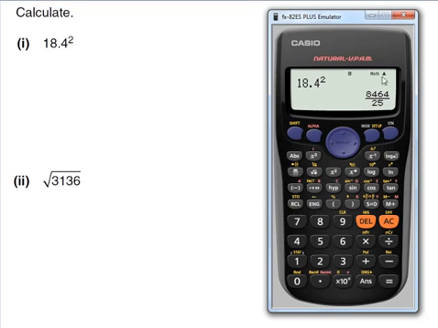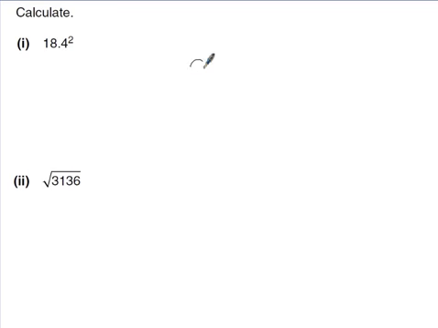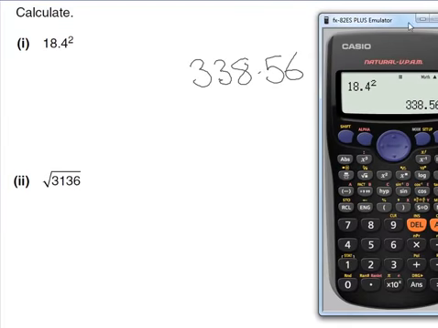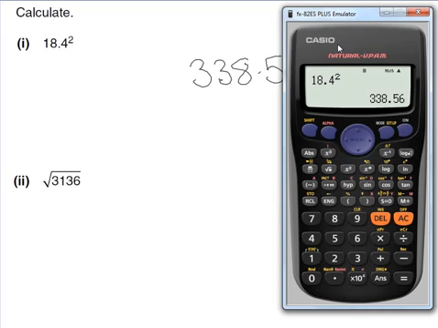You might have seen before in your lessons that you get a fractional answer. This is still the correct answer, but we don't normally write answers using fractions. So you want to go down to this SD button, click that, and then it converts it into a decimal for you. So that's 338.56. So you literally just write down 338.56. Then always go back to your calculator and check that that's the same on your calculator as you've written down, and it is.